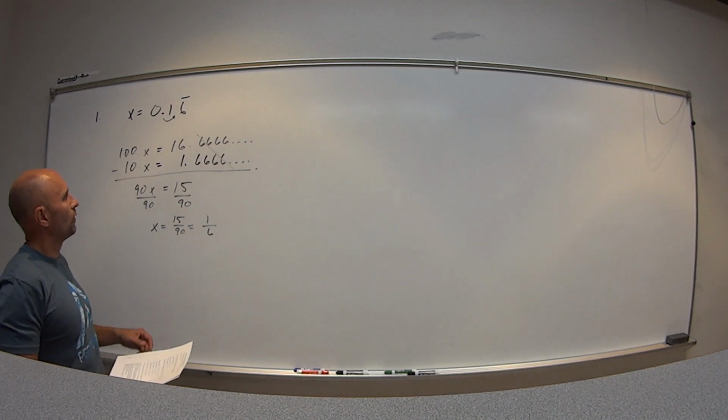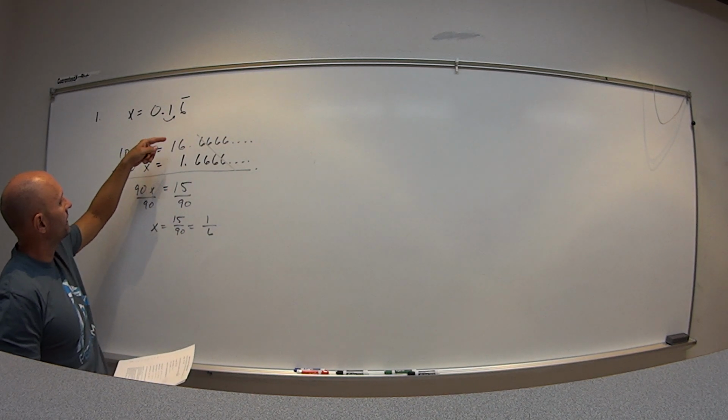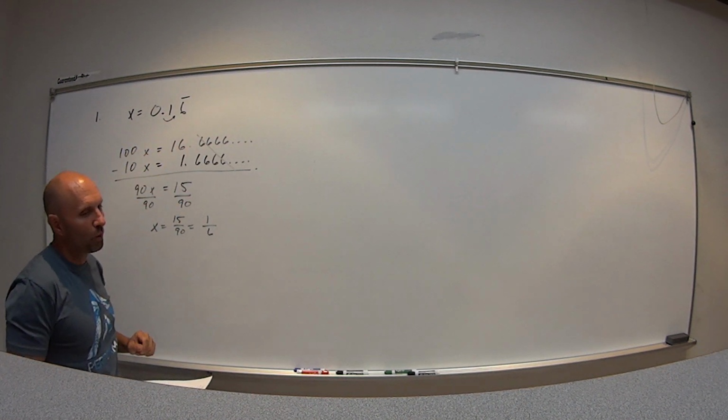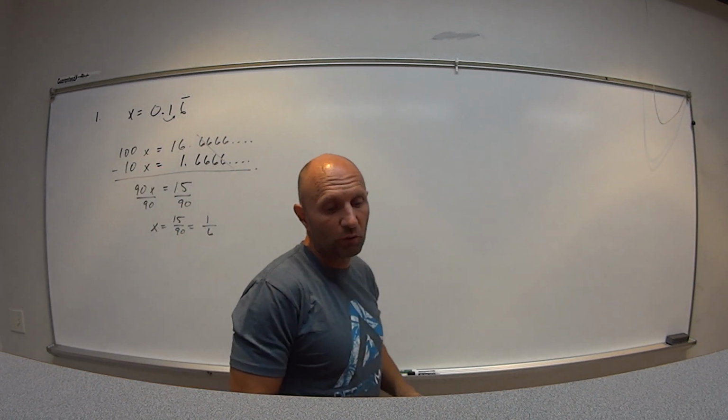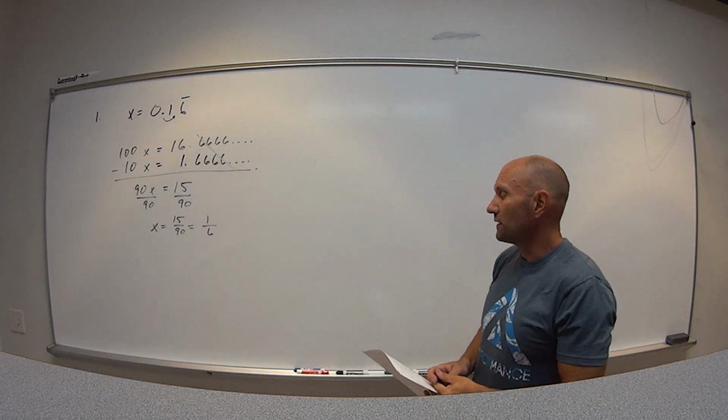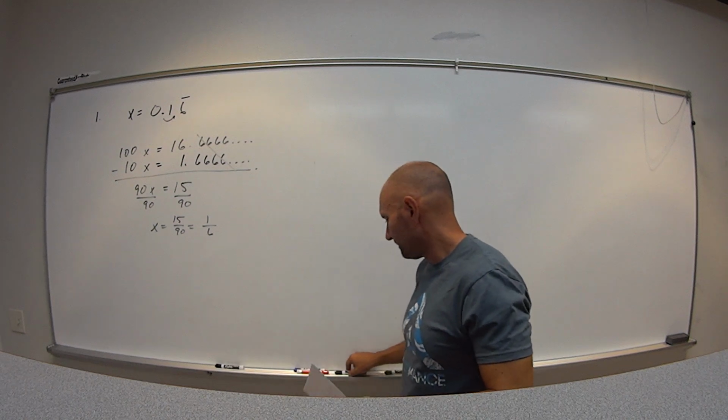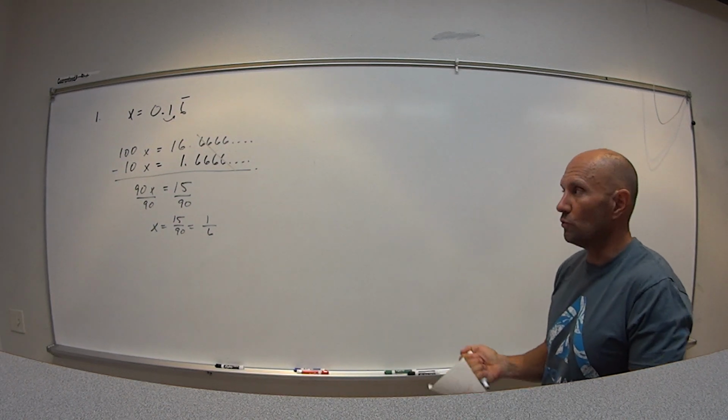So my fraction is 1/6. If I divide 1 by 6, I'll get 0.16 with the 6 repeating. So that's the answer for number 1. Number 2.